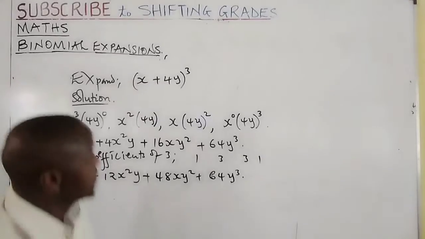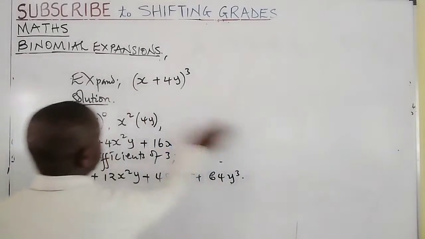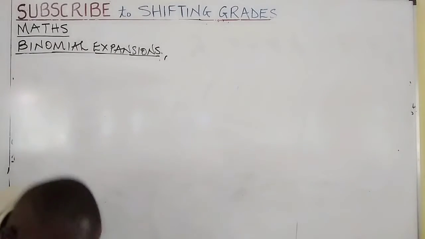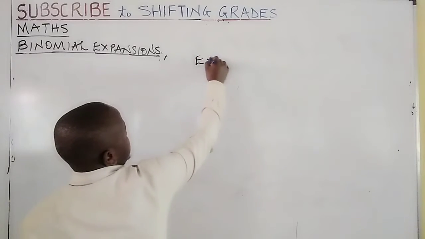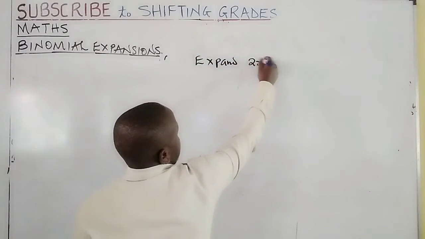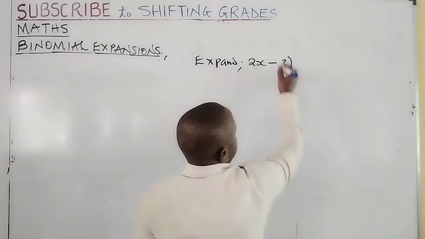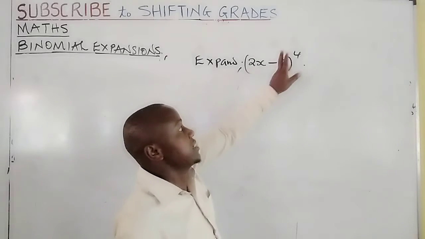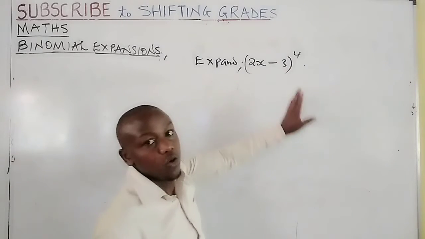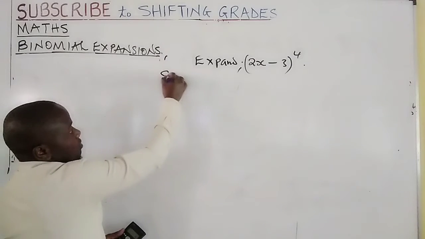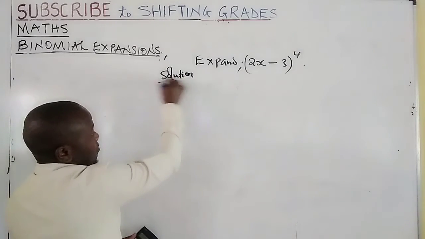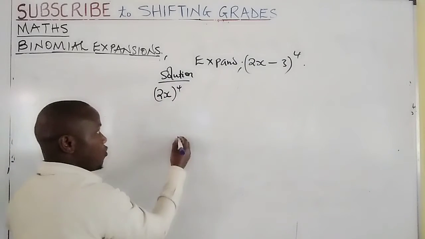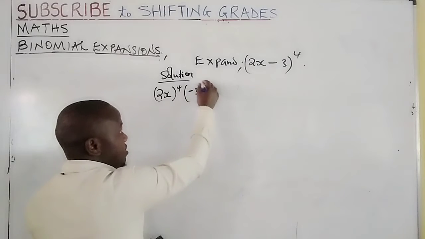If you're told to expand 2x minus 3 power 4, expand 2x minus 3 raised to 4. We should know that as the powers of 2x descend, the powers of negative 3 will ascend. Therefore, we'll have 2x with the whole power, but negative 3 to power 0.